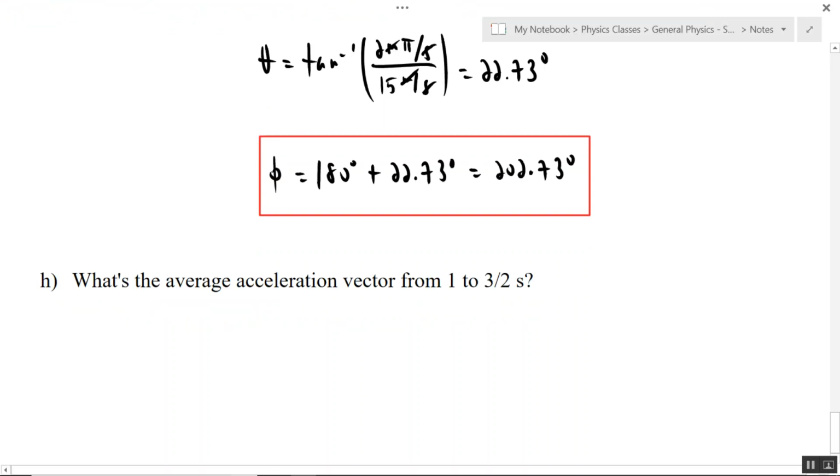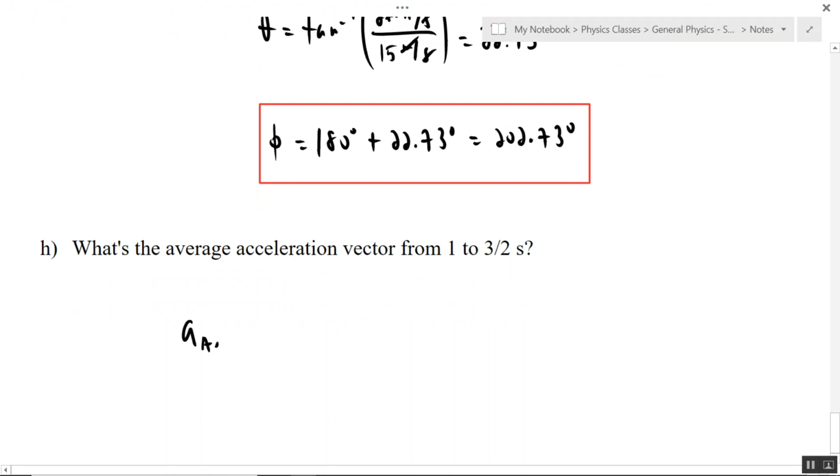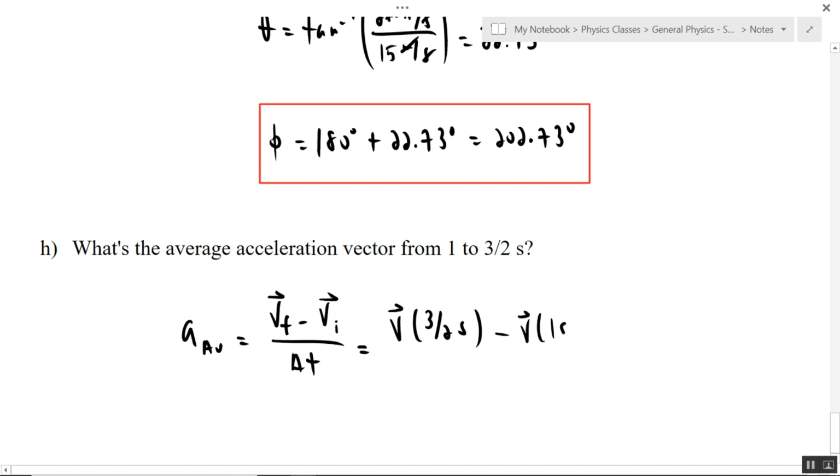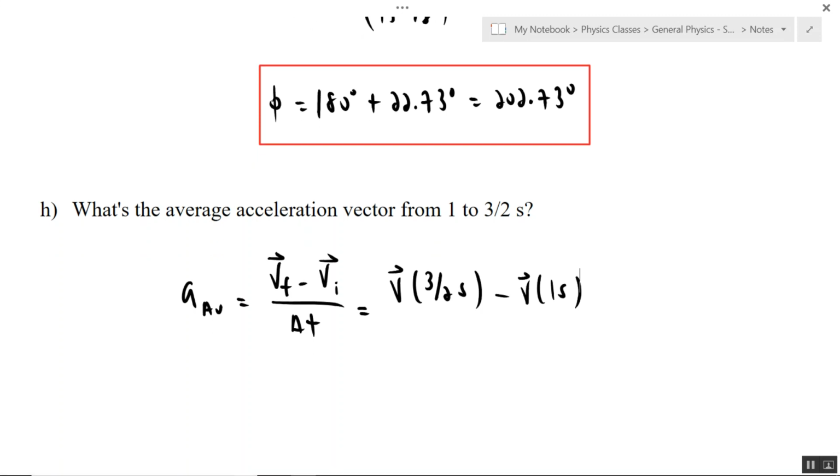Okay, so the average acceleration vector we just learned before the break is, sorry, I can't write an a. It's basically the final velocity vector minus the initial velocity vector divided by the time it takes to change from the initial to the final. So in this case, the final velocity vector is what the velocity is at 3/2 of a second. The initial velocity vector is what the velocity was at 1 second, right? Because it's 1 to 3/2 of a second.